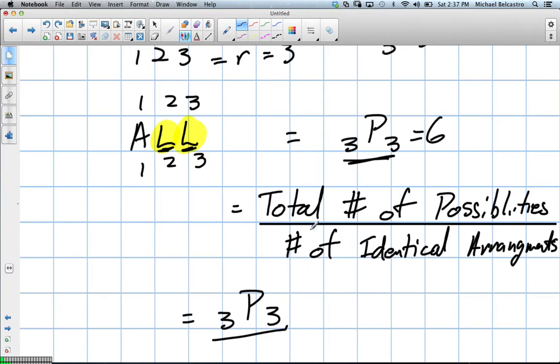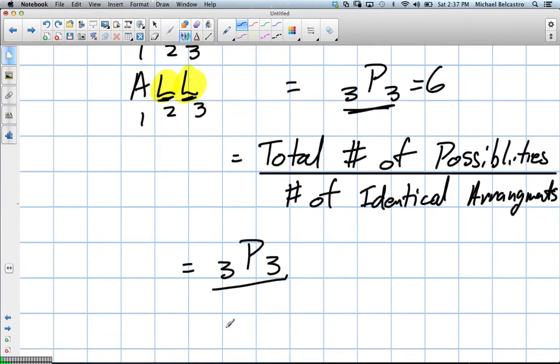But for the number of identical arrangements, we have 2 letters, and how many different ways can we arrange those 2 letters? Well, that would be a 2P2. We're going to divide those 2 terms. Well, 3P3 is going to give us 6. And our 2P2, I think 2. Yeah, it should be 2, right? Yeah, 2P2 is going to give us 2. So the total number of ways we can arrange the word "all" is 3.